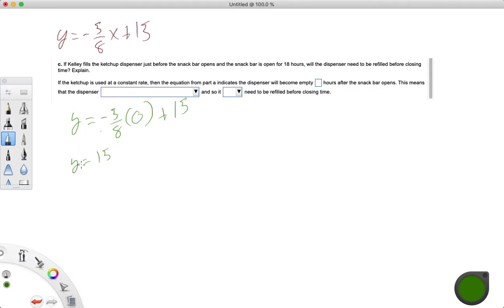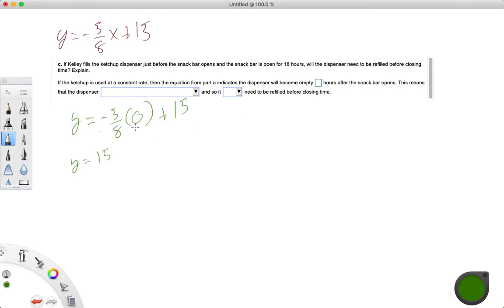Okay, now it's going to be open for 18 hours. So there's two different things. One, we want to know when will it be empty. So let's find out when it will be empty. We could take this approach two ways. One way doesn't tell us when it will be empty. It just tells us how much ketchup will be left after 18 hours.